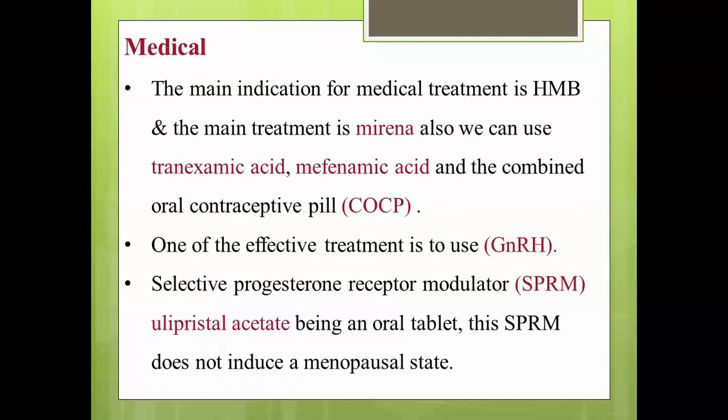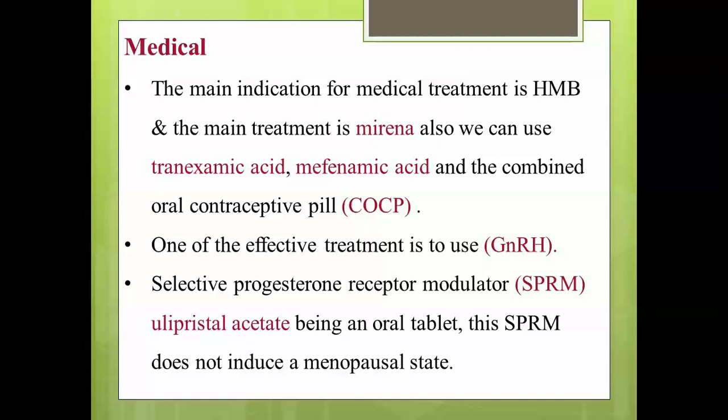The other line of treatment is the medical treatment. The main indication for medical treatment is heavy menstrual bleeding, and the main treatment used is Mirena, the levonorgestrel intrauterine system. For those patients, we should ensure that there is no contraindication for the Mirena, and we should tell the patient that it is a form of contraception. Also, for treatment of menstrual bleeding, we can add tranexamic acid or mefenamic acid, and sometimes combined pills.